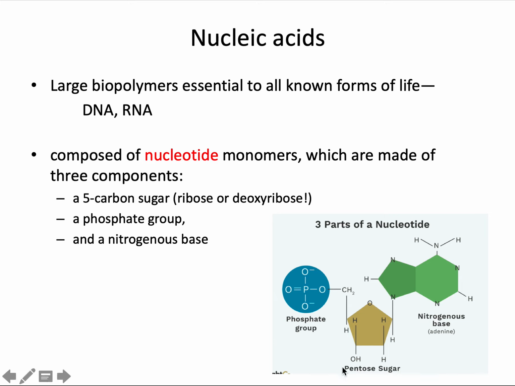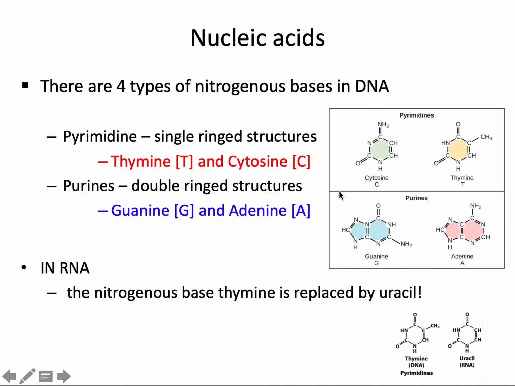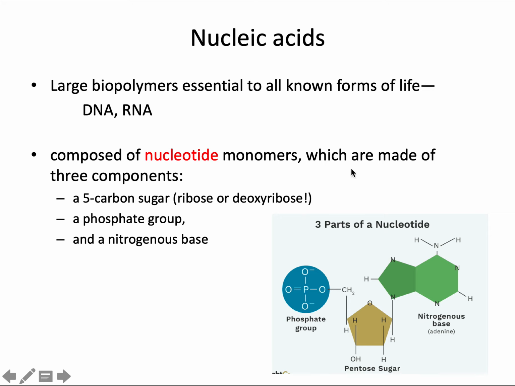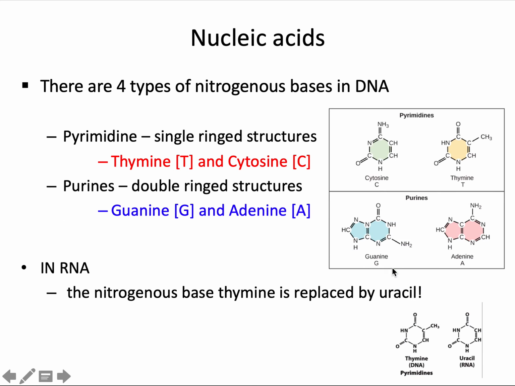It's made up of a phosphate group, a 5-carbon sugar, 5 carbons, so 1, 2, 3, 4, and 5, and a nitrogenous base. So this is a nitrogenous base, a component of a nucleotide. DNA has 4 types of nitrogenous bases, and I'm referring to this base here, which is part of a nucleotide. DNA has 4 types of them, in 2 groups.